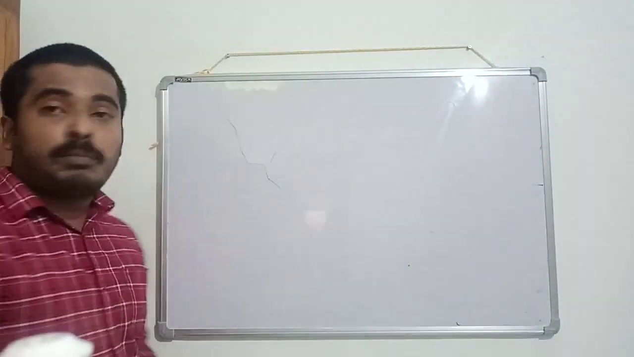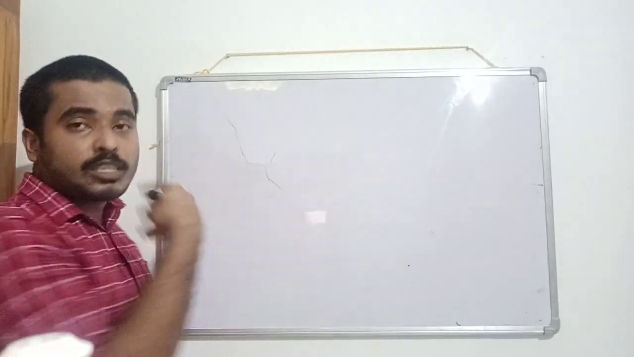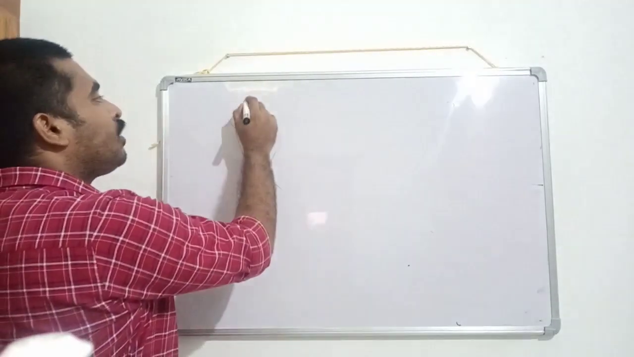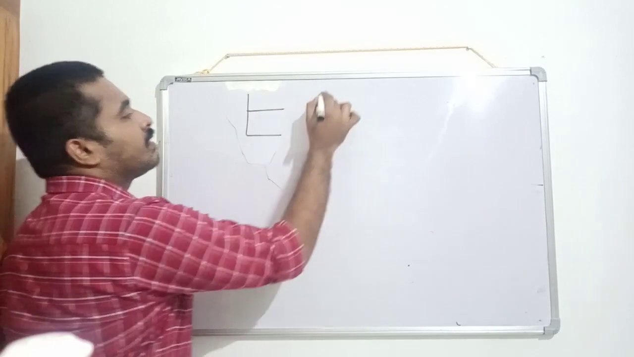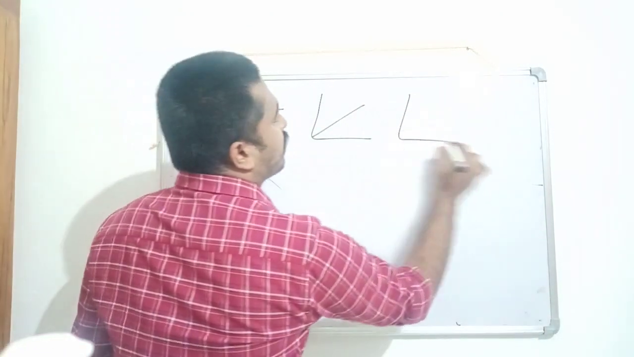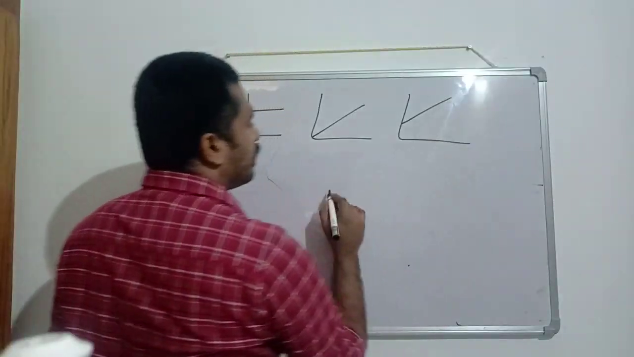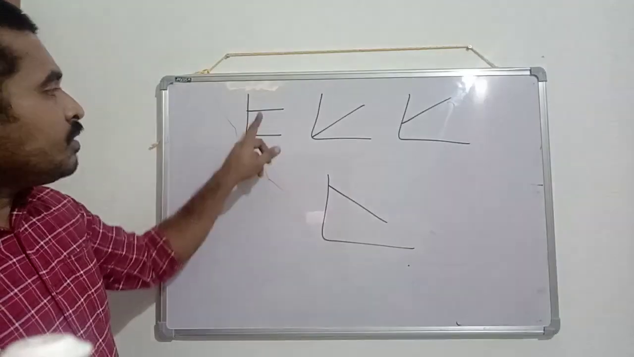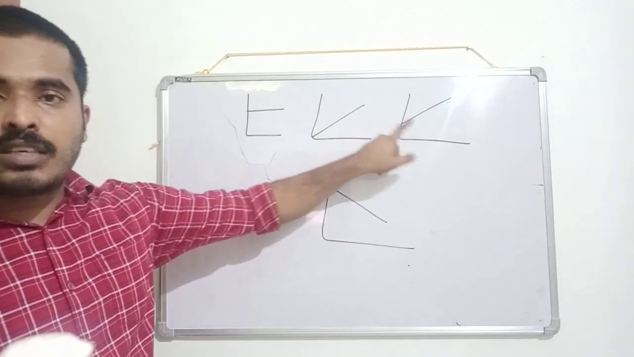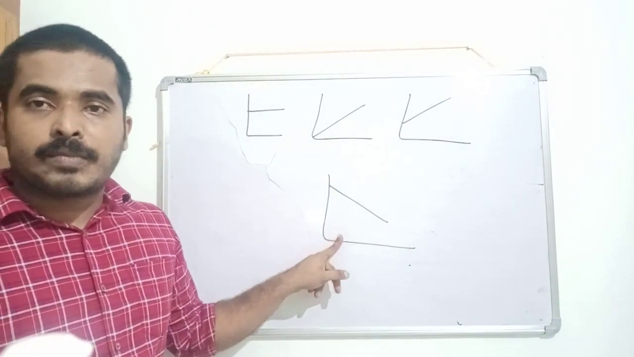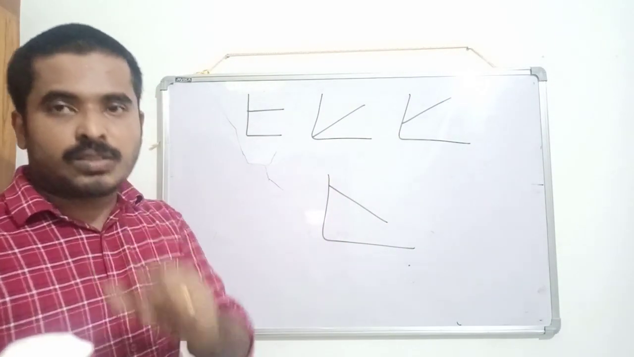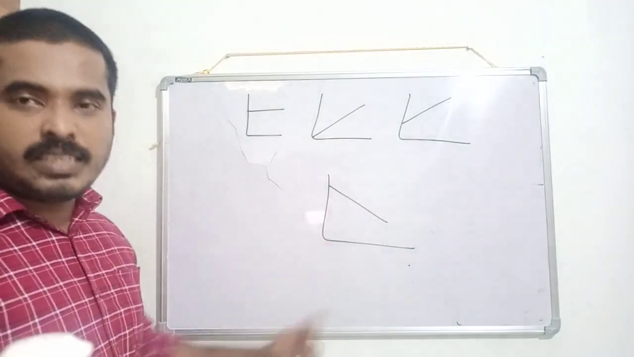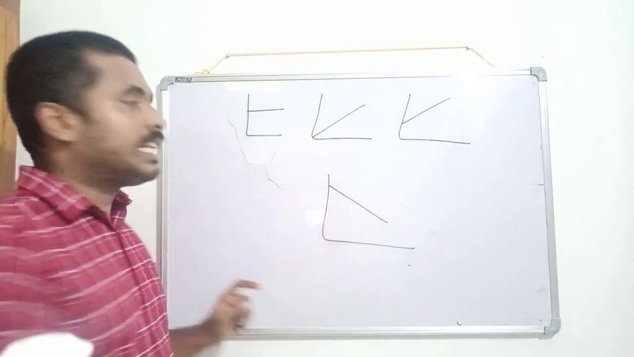Dear students, in competitive exams and all, you will be asked to find out the graph for a particular reaction. Which is the graph for zero order reaction? First one, second one, third one, or fourth one? Which is the answer? Yes, you are right. Fourth one. This is the graph for zero order reaction.